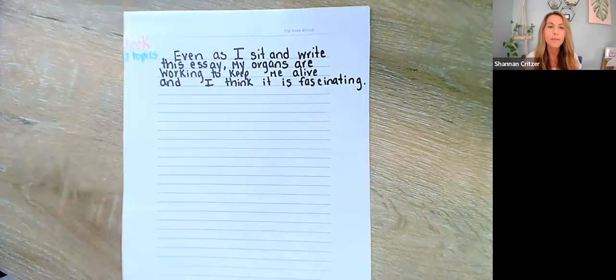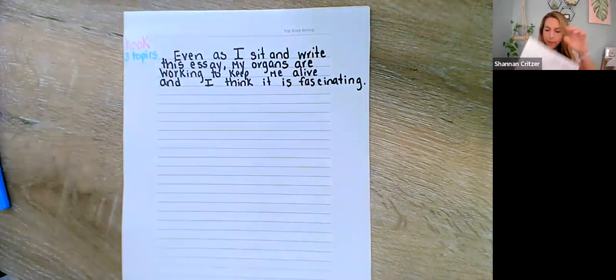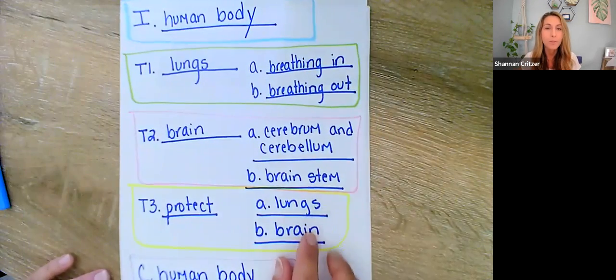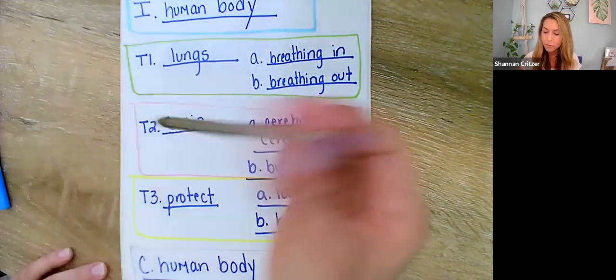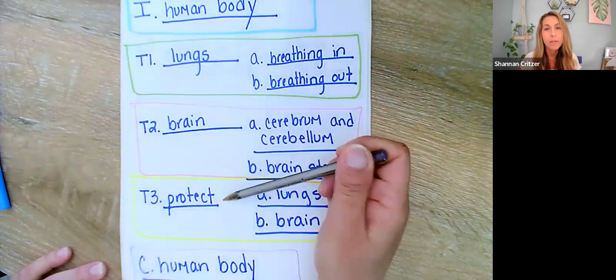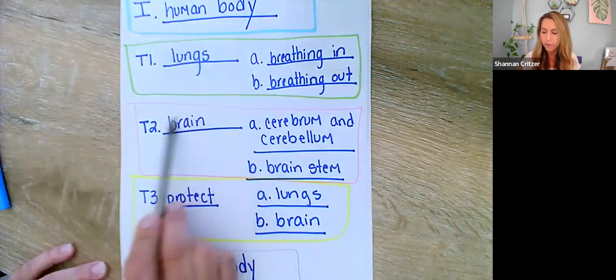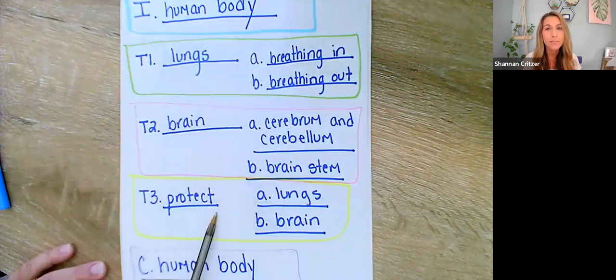Now, your three-topic sentence is just how it sounds. It is where you tell your reader the three main topics that you will discuss throughout your essay. So this would be your T1, your T2, and your T3 topic. So in my three-topic sentence, I'm going to mention lungs, brain, and how important it is to protect them.